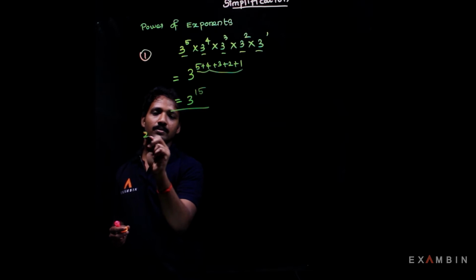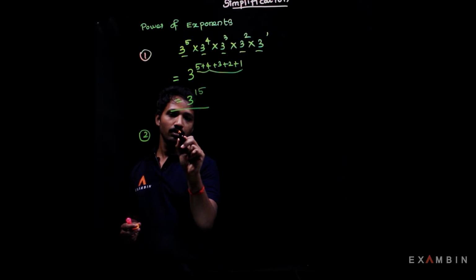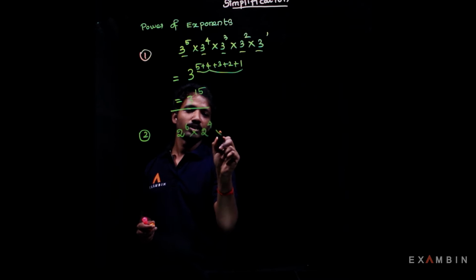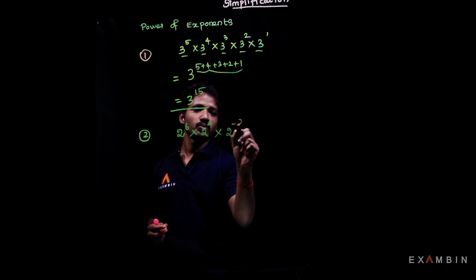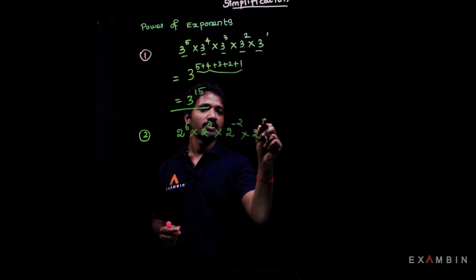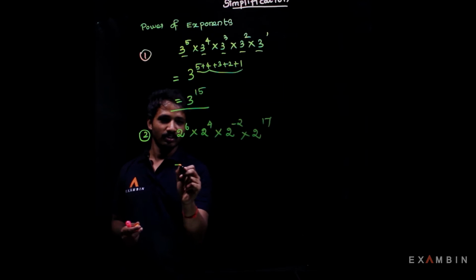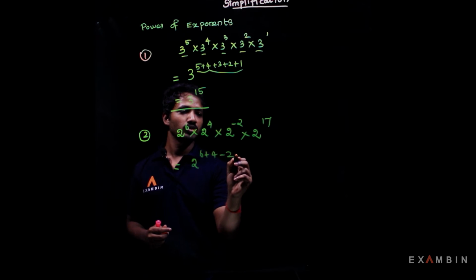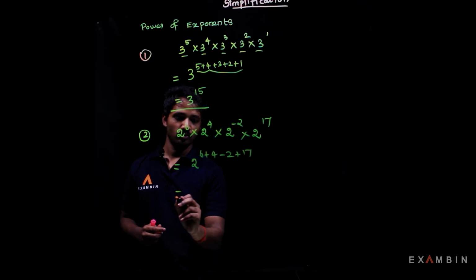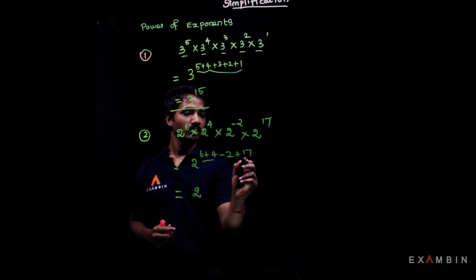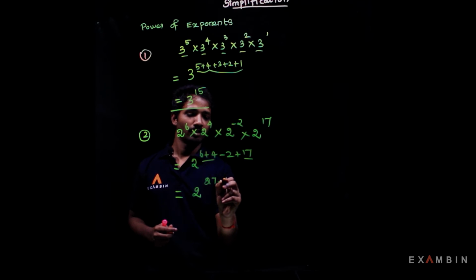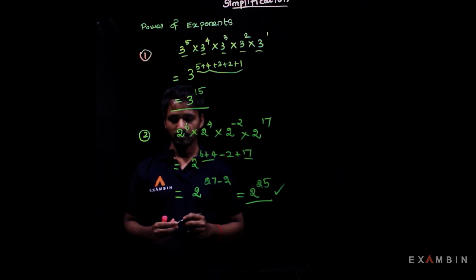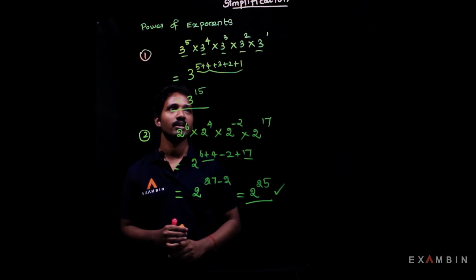The second example is 2 power 6 into 2 power 4 into 2 power minus 2 into 2 power 17, which is equal to 2 power 6 plus 4 minus 2 plus 17. To simplify this, 10, 17, 27 minus 2, is equal to 2 power 25. That is the answer. We will look at some more examples to understand this better.